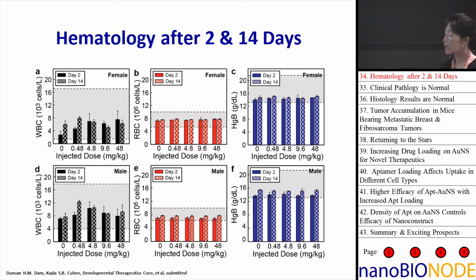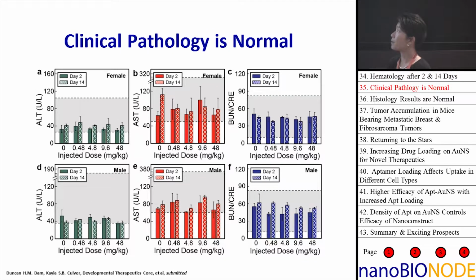So one of the first studies that we did in these for the biodistribution is the blood work, so the hematology. So we did this for 2 days and 14 days, and I won't go through all of these things in terms of the white blood count and red blood cell count. But the only thing I want to point out is that in this gray area, this shaded area, this is where the range of normal is. So even after 2 days or 14 days of taking up all of these particles, all of these guys are within the acceptable range for both male and female rats.